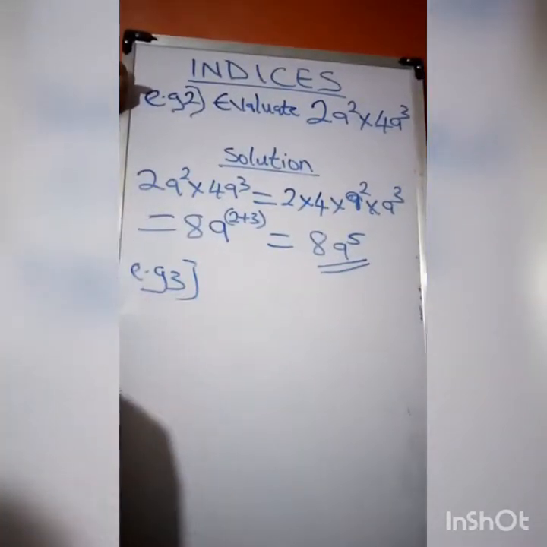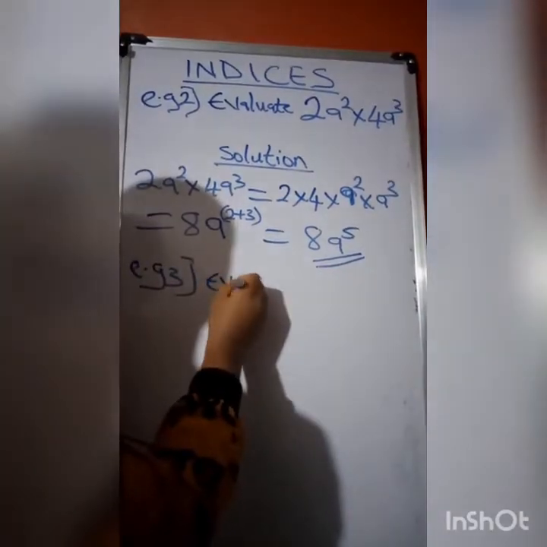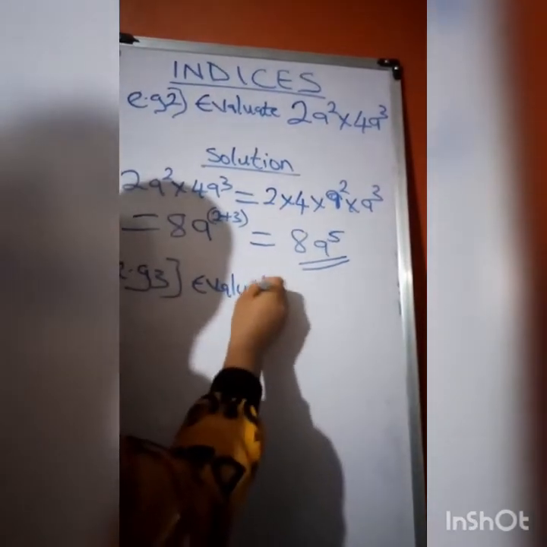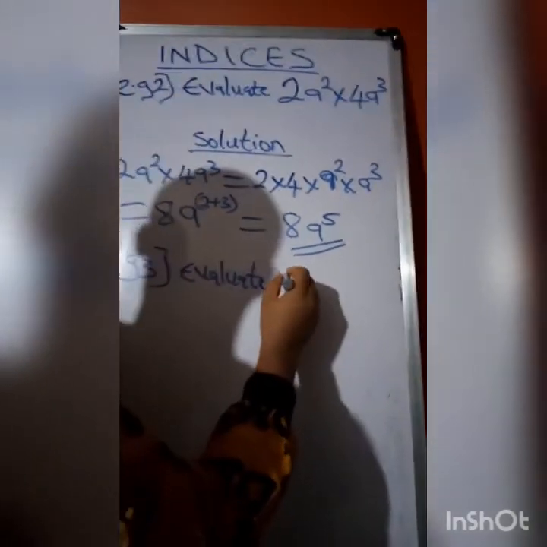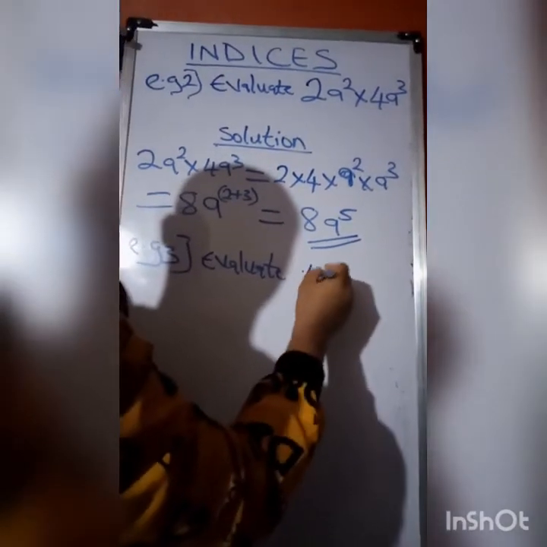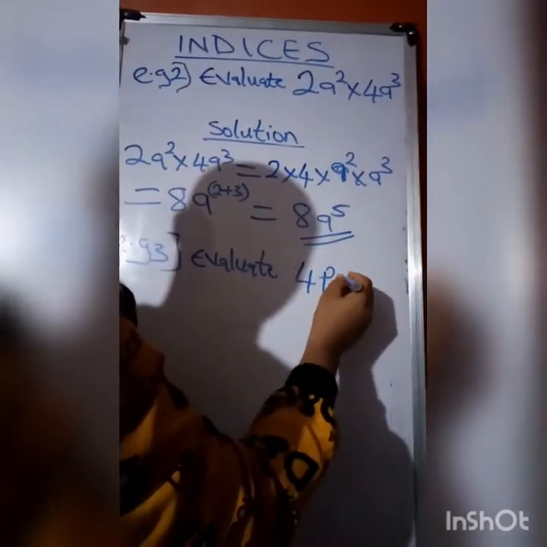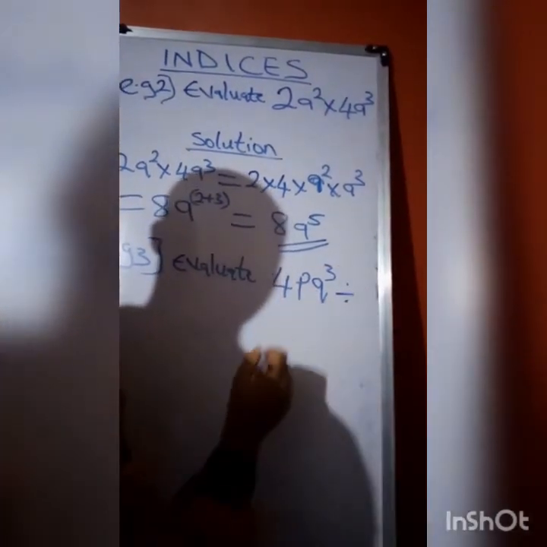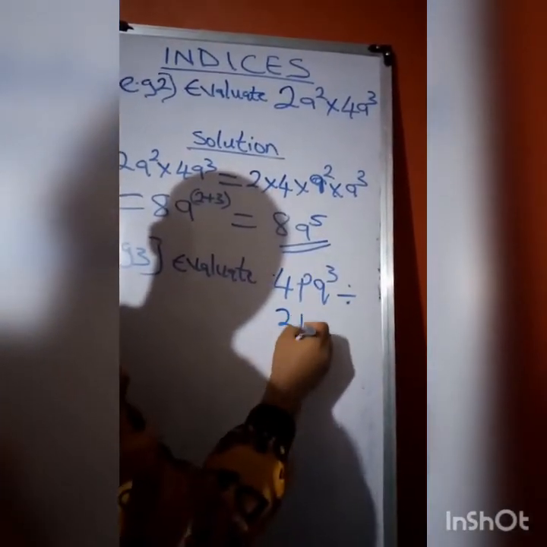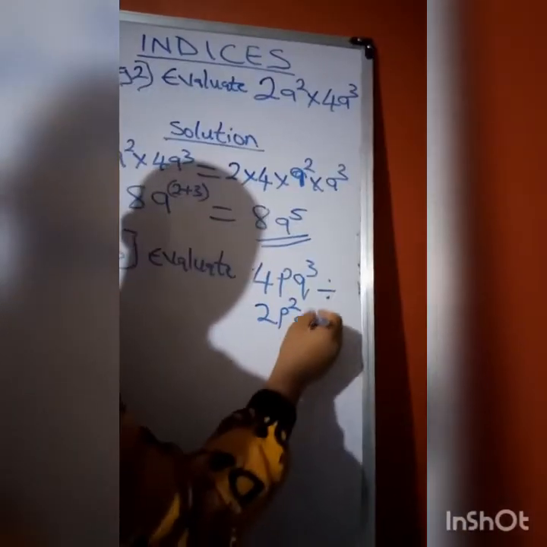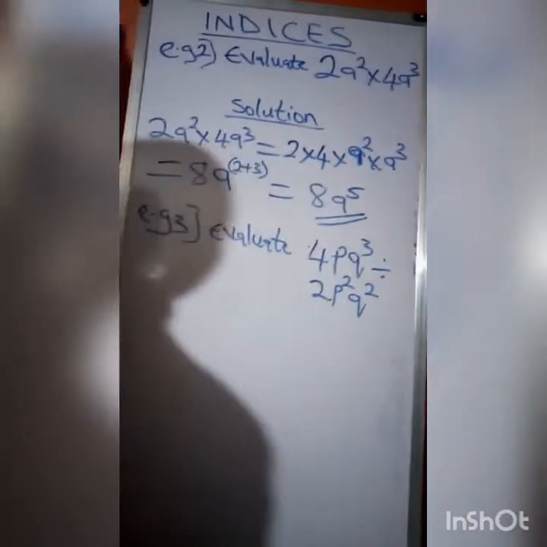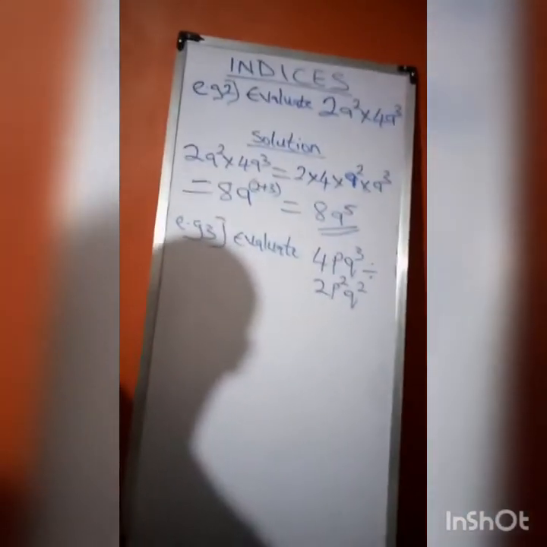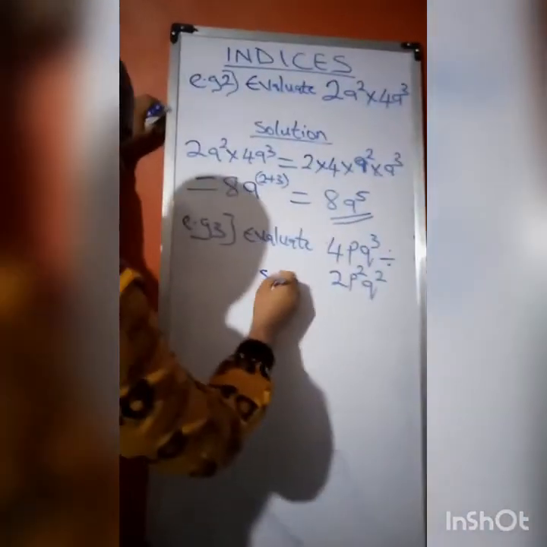Example 3. Evaluate four p q raised to power 3 divided by 2p squared q squared. Alright, let's see what this is going to give us. Solution.